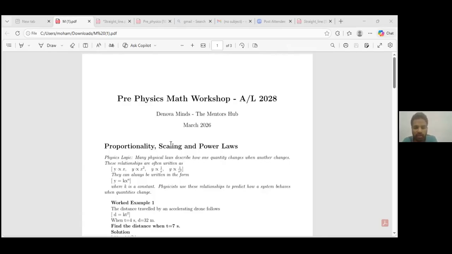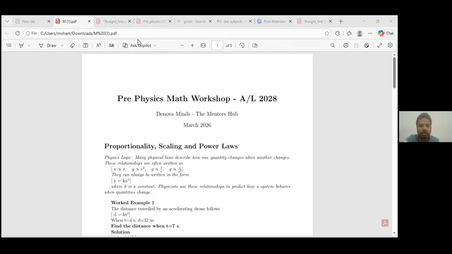something called proportionality, scaling and power laws. So when it comes to proportionality, actually it's like this. Now, there are several physical quantities, and those physical quantities are dependent on each other.